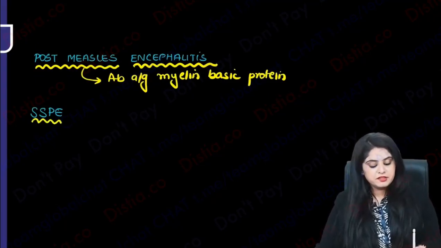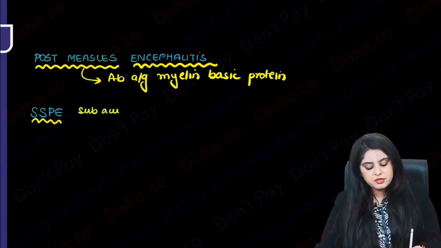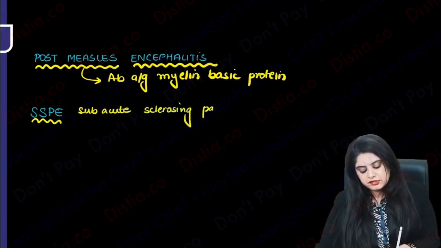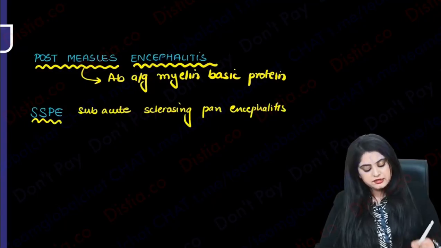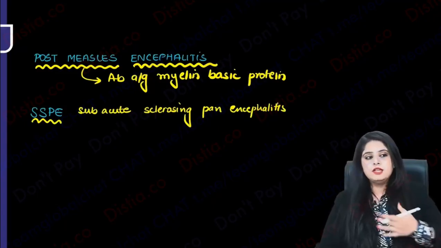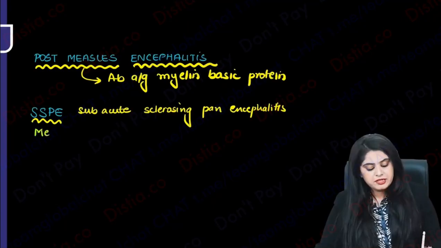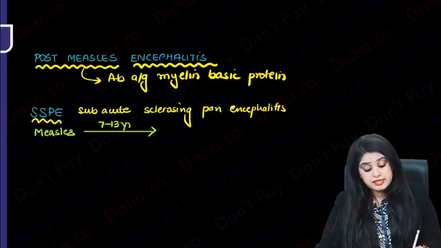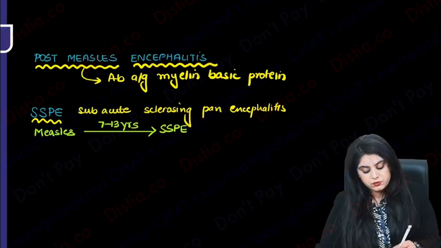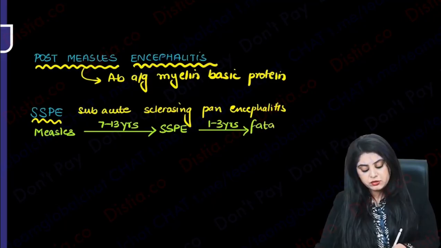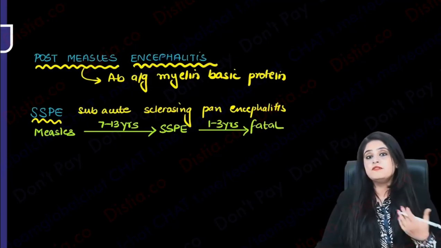What is SSPE? First you should know the full form of it. It is subacute sclerosing panencephalitis. So what do I have to know over here? That this is going to be very late. See, the name is so lengthy. It occurs after many years. For example, if a patient had measles, roughly 7 to 13 years later this is a complication that will occur. But once it occurs, within 1 to 3 years it ends up being fatal. So if it sets in, it is definitely going to be very deadly.